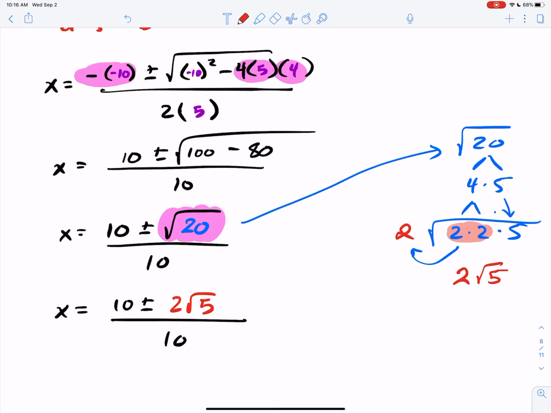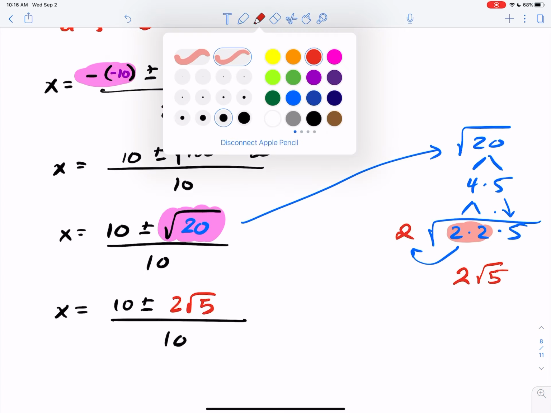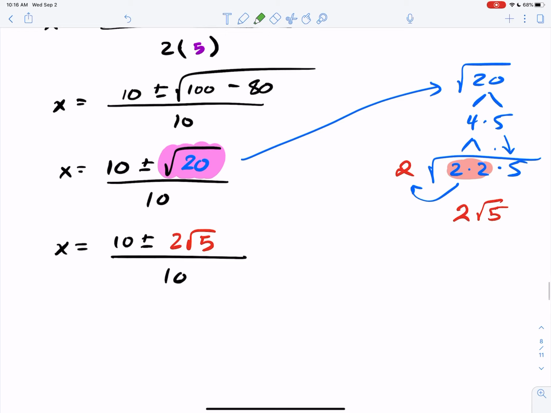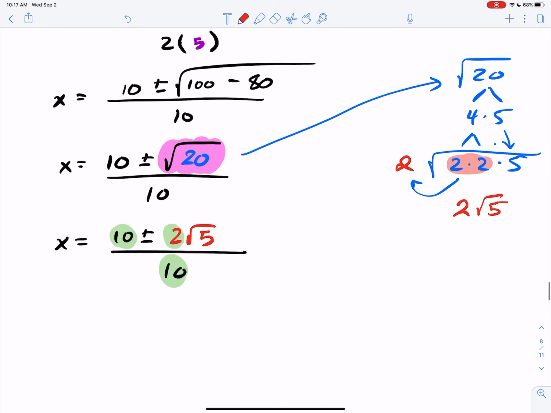All right? Now the last part. Okay? Everything that I highlighted, the 10 and the 2 in the numerator and the 10 in the denominator, do they all have something in common so that I can reduce this fraction, right? You notice that I could divide all those numbers by 2. So, very carefully, if I divide the first 10 by 2, I will get 5. If I divide that red 2 by 2, I get 1.